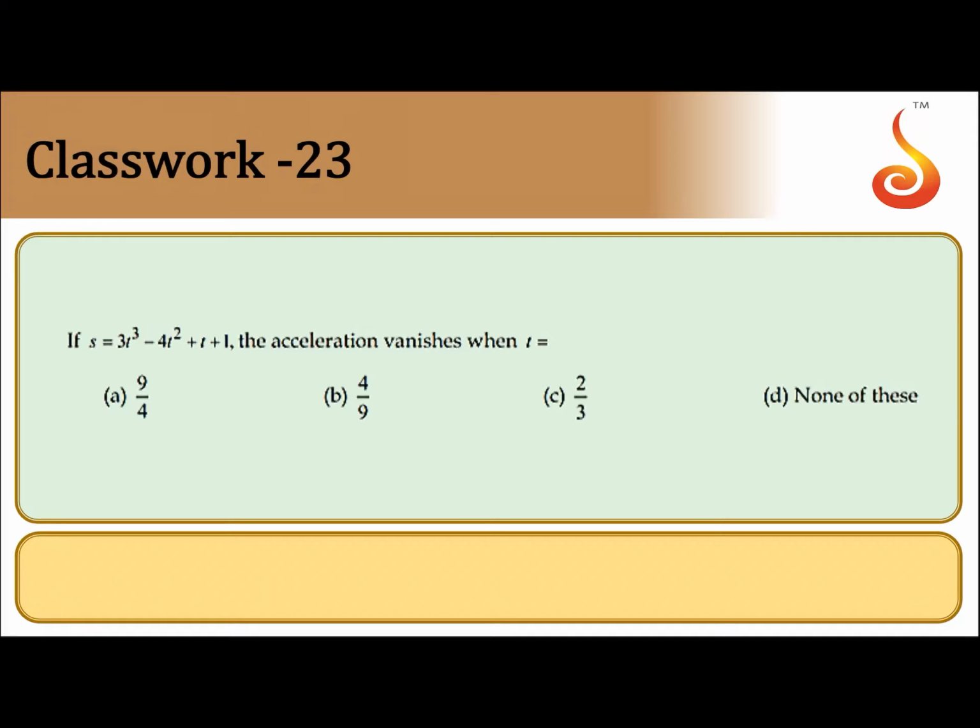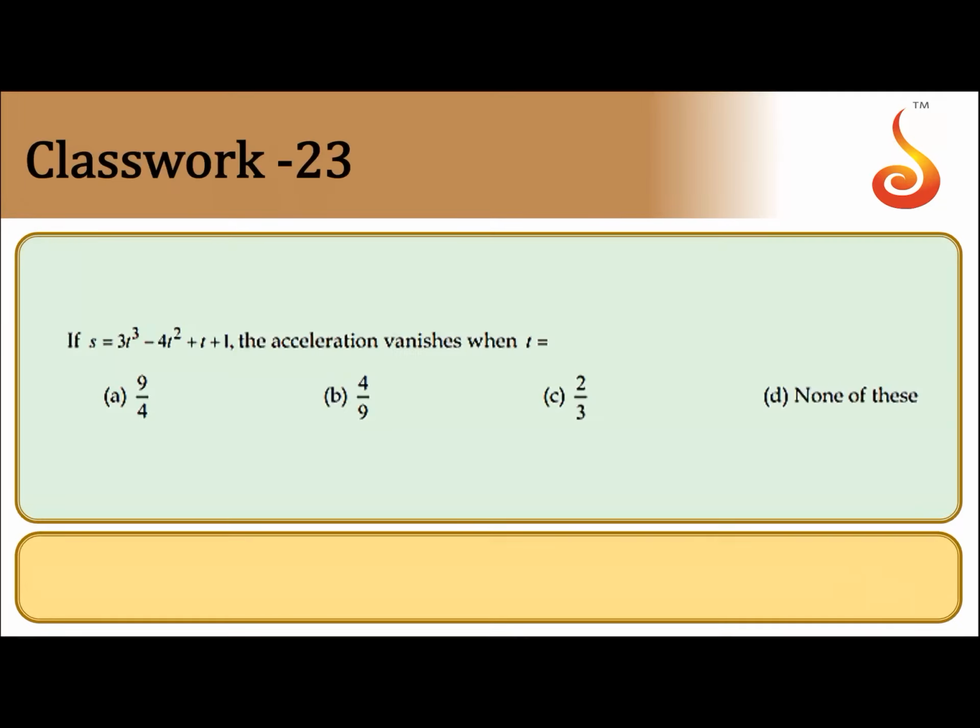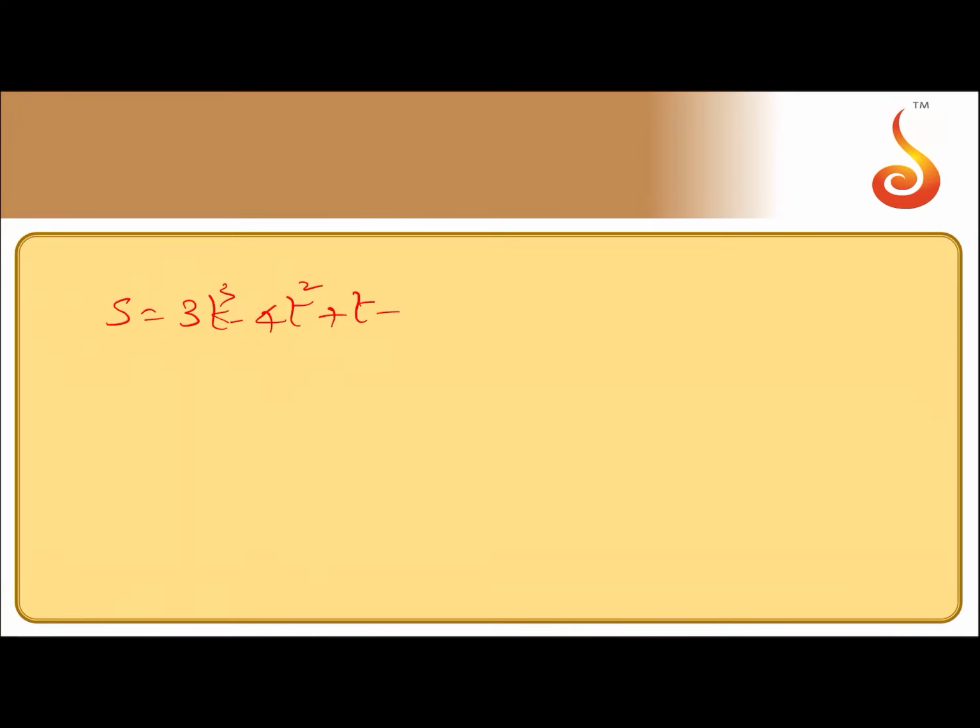Coming to the next one. Acceleration vanishes at what time t? Acceleration vanishing means the second order derivative of s must be equal to 0. Here s equals 3t cube minus 4t square plus t plus 1.